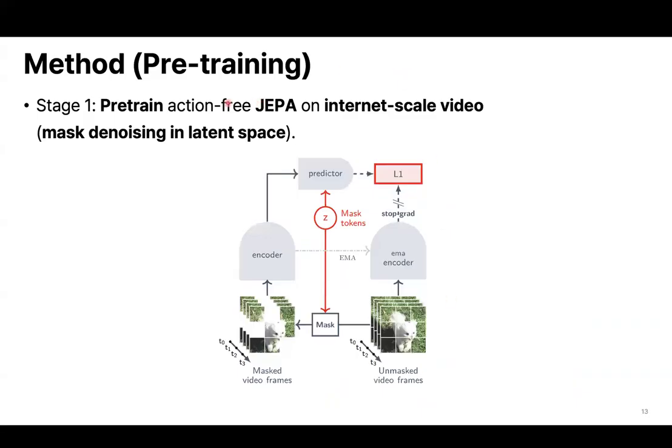So in the first stage, V-JEPA 2 is pre-trained on internet-scale video without using any action labels. The model learns by masking parts of input frames and predicting them back in the latent space, not in the pixel space. This self-supervised pre-training builds a strong video representation that captures temporal dynamics before any robot data is introduced.